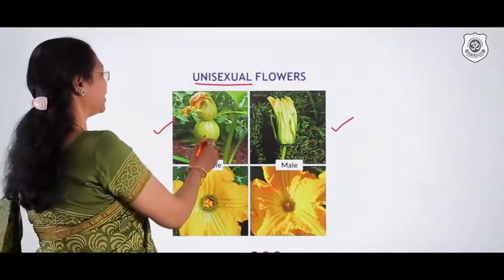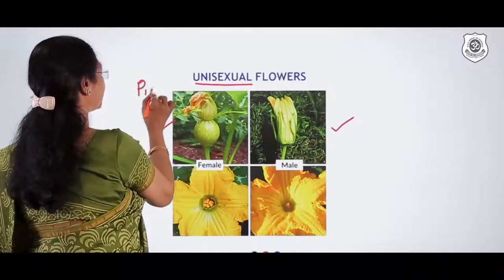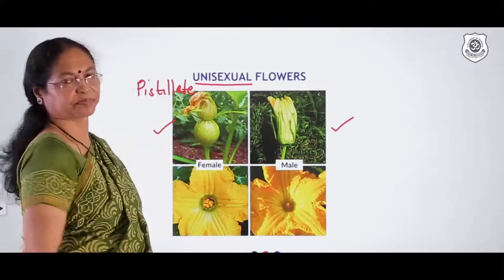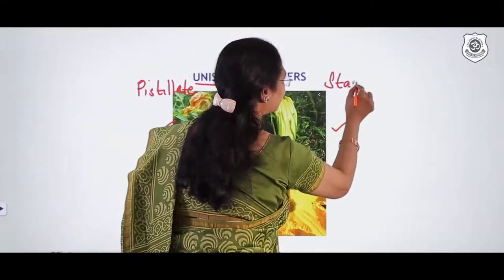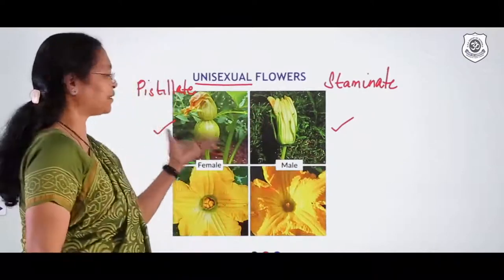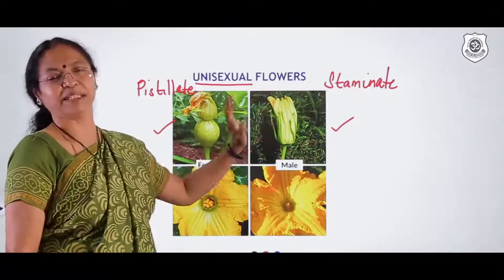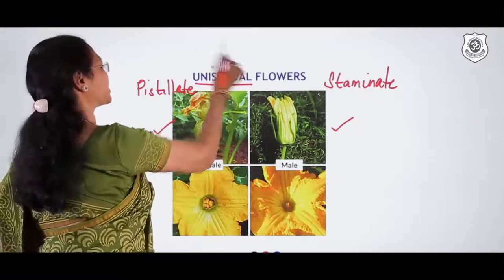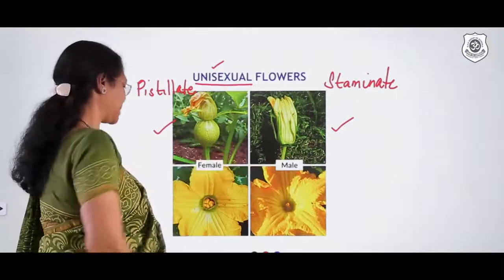How do you name them? In case there is a pistil, I can use the word pistillate flower. In case you see stamens, you call it a staminate flower. Just go with the words pistillate and staminate. So pistillate, the pistil, the female flower, pistil alone is present. Staminate, the stamens are present. So the flowers are unisexual, with only one sex organ, either the female sex organ or the male sex organ.